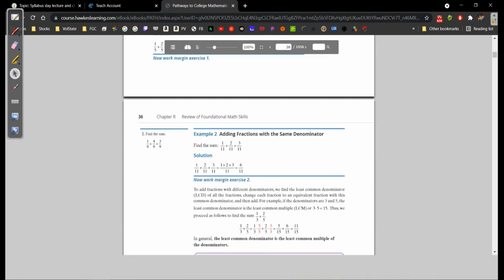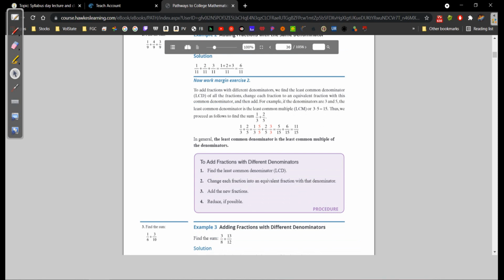So the second example, I'm pretty sure is the same thing. So we're not going to snip it either. We're just going to go over it. So they all have the same denominator. So all I need to do is add the numerators. 1, 2, 3. So 1 plus 2 is 3. 3 plus 3 is 6. And of course we see our solution down there as 6 over 11.